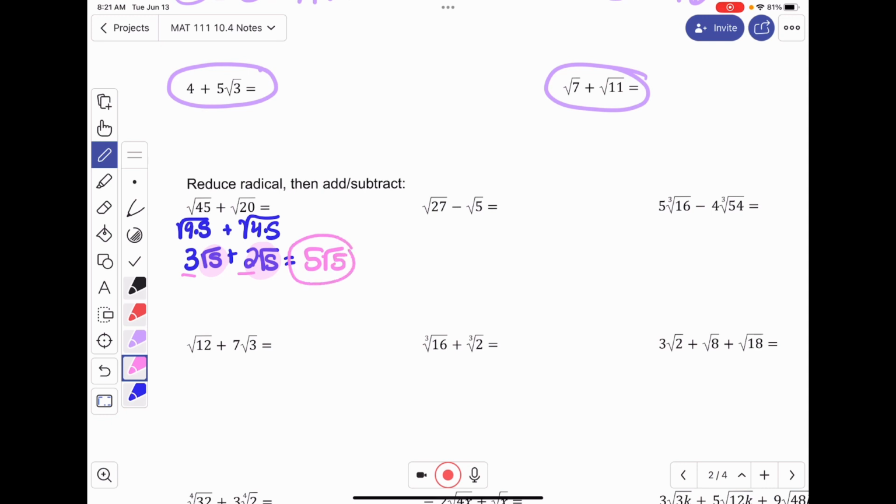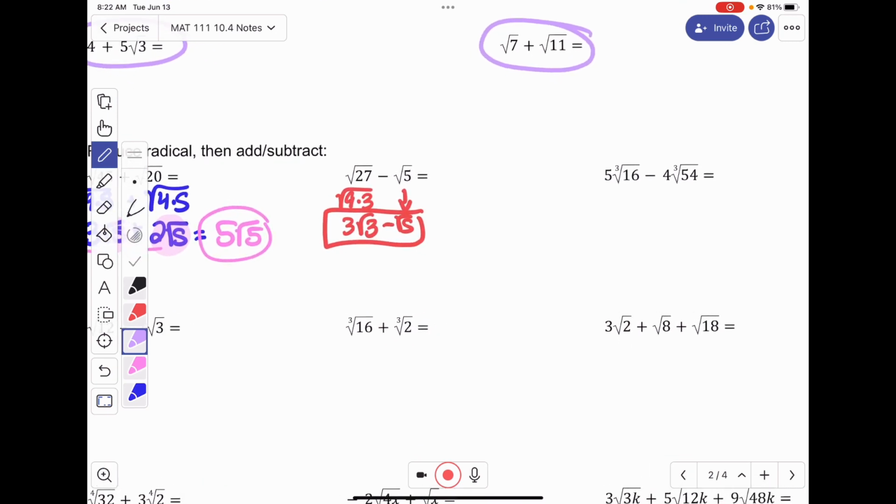Subtraction works the same way. First, we're going to reduce. 27 is 9 times 3, which would give us 3 radical 3. Bring down the root 5, and then that's as far as I can get. You do want to simplify, but then once they're still not the same, we stop there. Try these other 4 as you're ready. Check them, figure it out, watch a couple more. It's up to you, but see how you do.